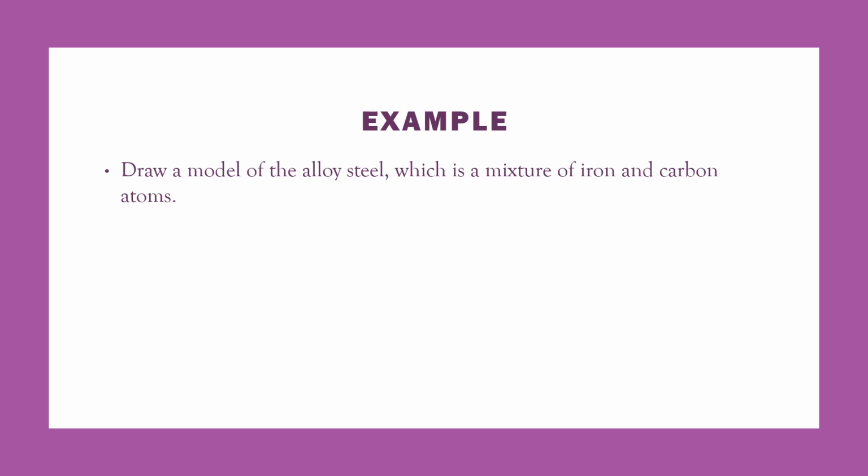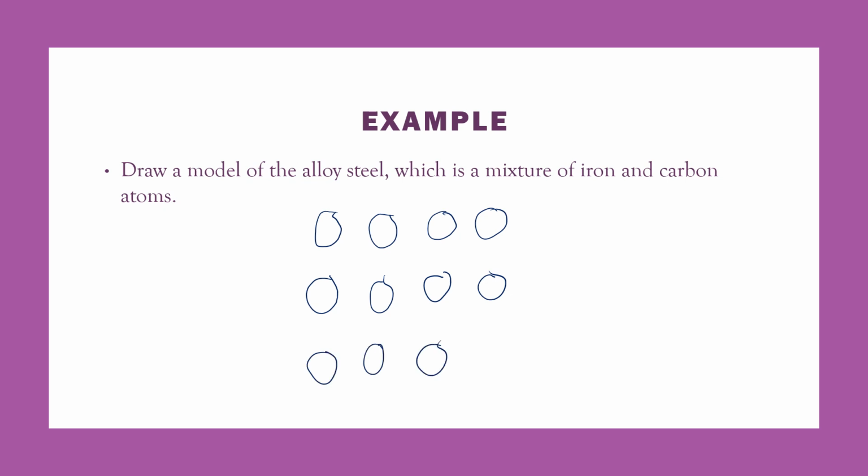So for this example, it asks you to draw a model of the alloy steel, which is a mixture of iron and carbon atoms. So you're going to use your periodic table and look at the difference in size. Carbon is much, much smaller than iron. So you can draw your iron atoms. And because carbon is so much smaller, it will form an interstitial alloy. And the carbon atoms will fit in between the spaces of the iron.